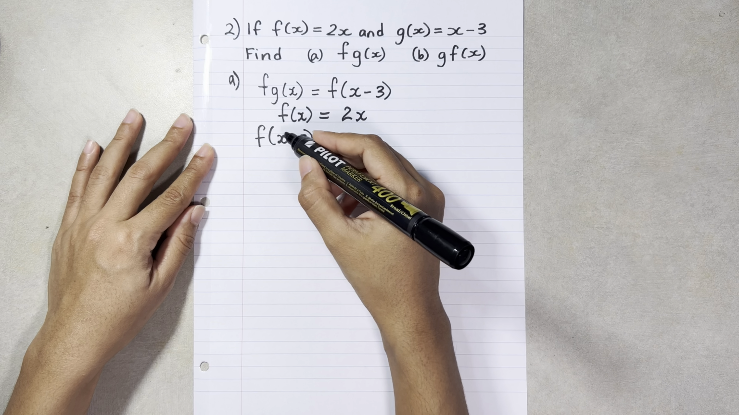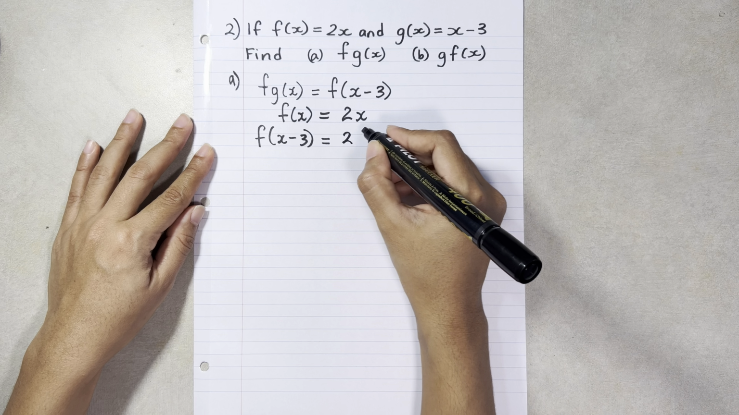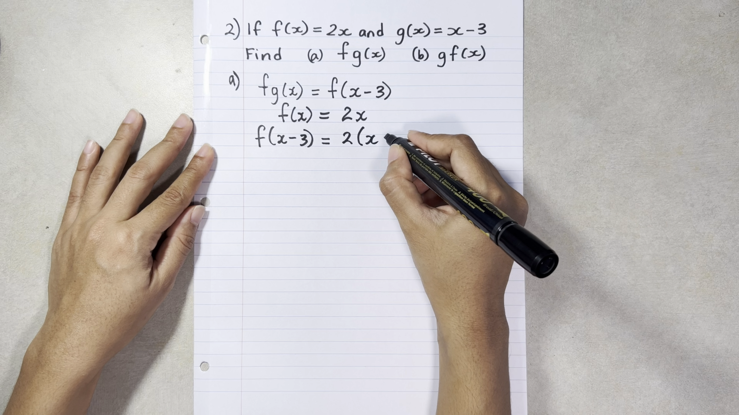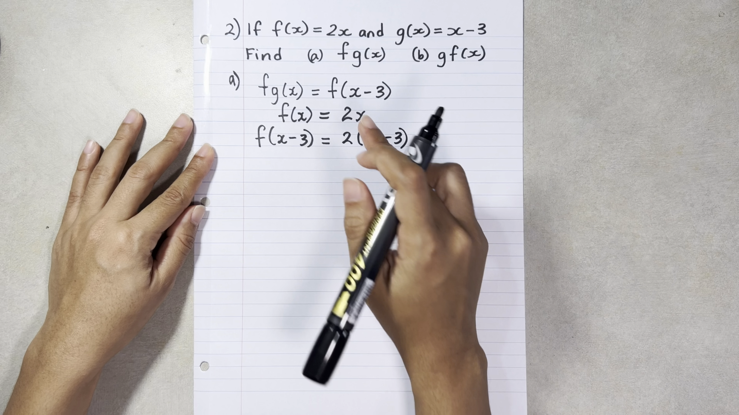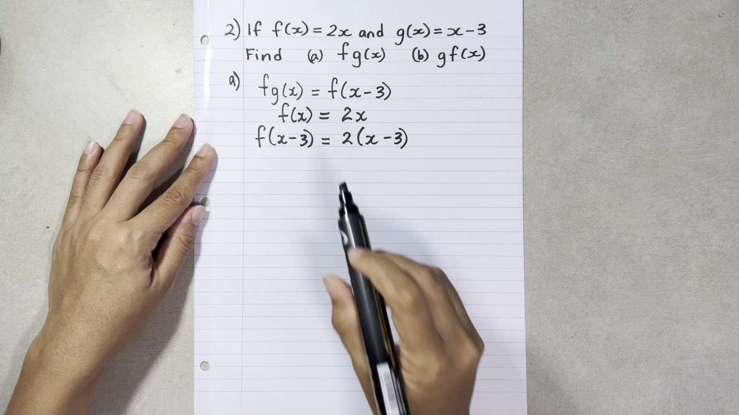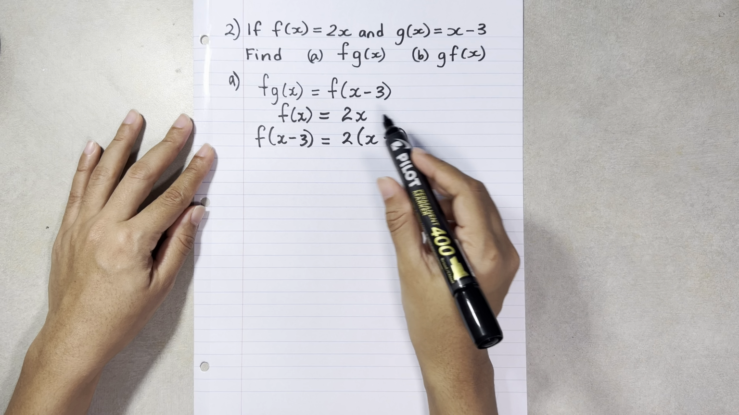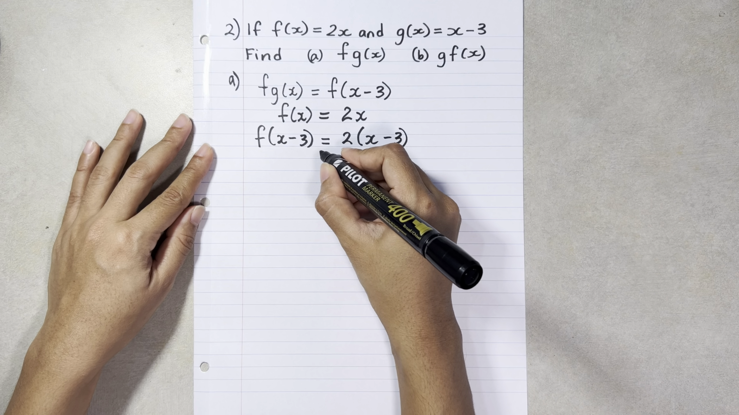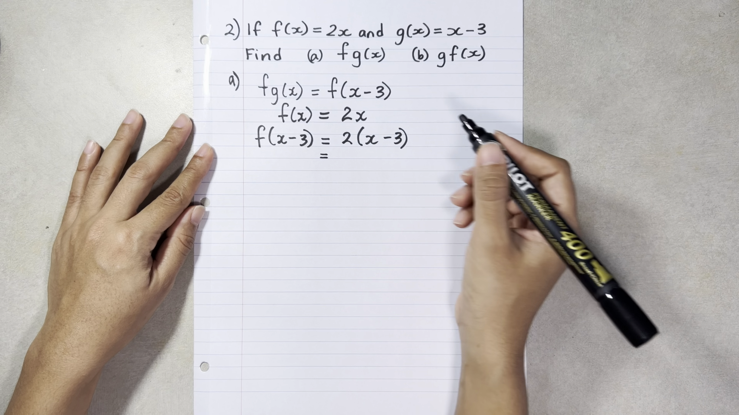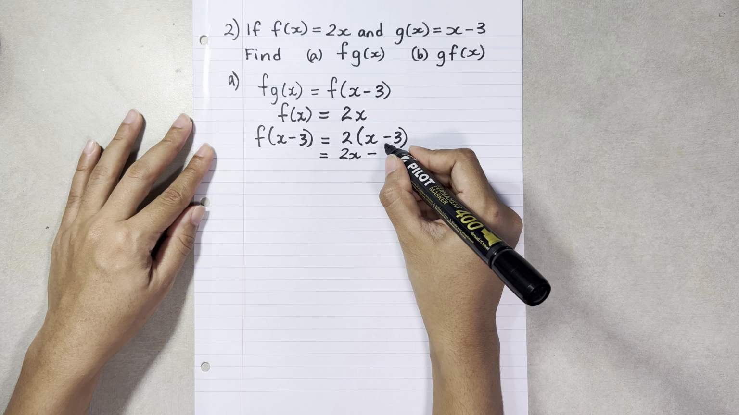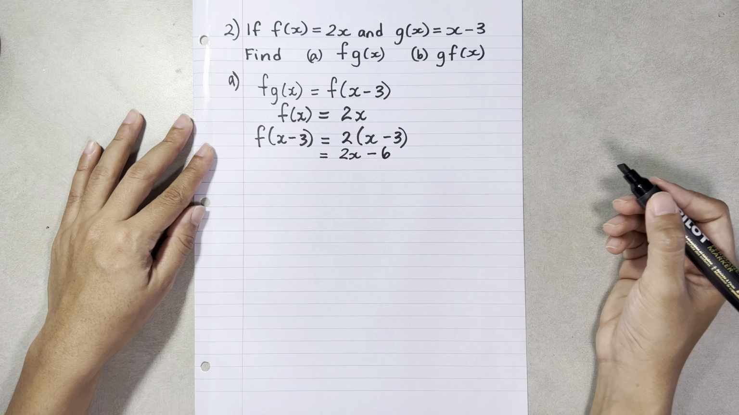So this will be f of x minus 3 is equal to 2 times x minus 3, because that's what 2x means. 2x literally means 2 times x. Now you can leave your answer like this, or you can further simplify it by removing the brackets. So you say 2 times x will give you 2x, and 2 times minus 3 gives me minus 6, right?